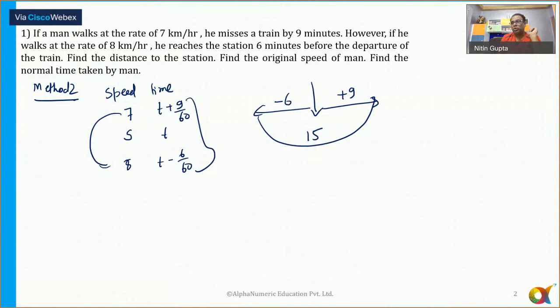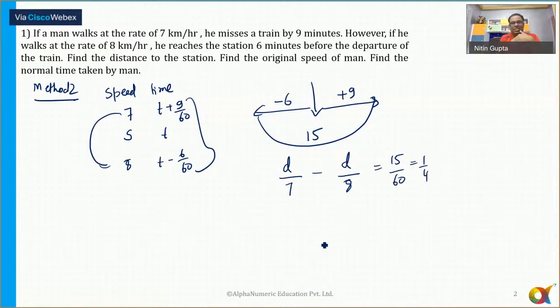Now, in the first scenario, time taken is equal to distance upon speed, so that is d by 7. In the second case, time is equal to distance upon speed, and my speed here is 8. So d by 7 minus d by 8, and that is given to us as 15 minutes. So that is equal to 15 by 60. And from here, I can straight away get the answers. 15 by 60 is equal to 1 by 4.